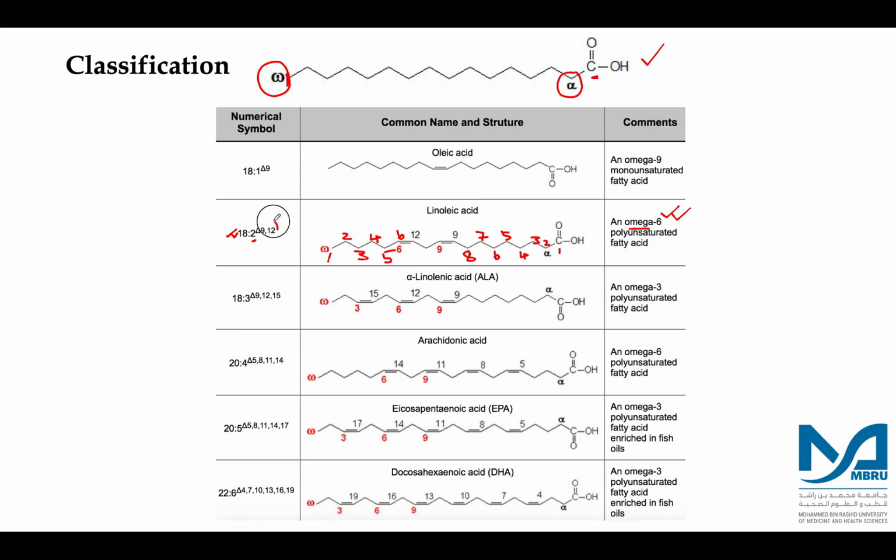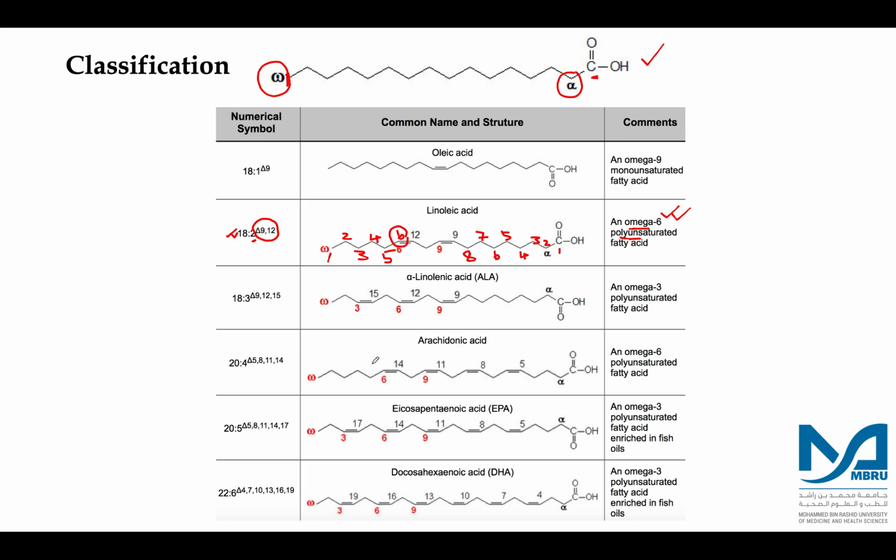So when I am looking at the position of the double bonds in a numerical symbol, I start from the alpha end and go towards the omega end. When I am classifying it from the position of the omega carbon, then I look at the position of the first unsaturation from the omega end. And when I look at the first unsaturation from the omega end, I encounter it at the 6th position. So therefore I call it an omega-6 polyunsaturated fatty acid.